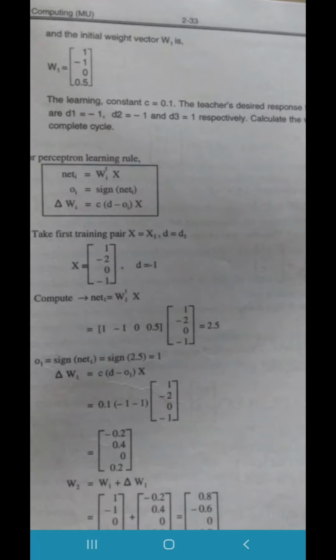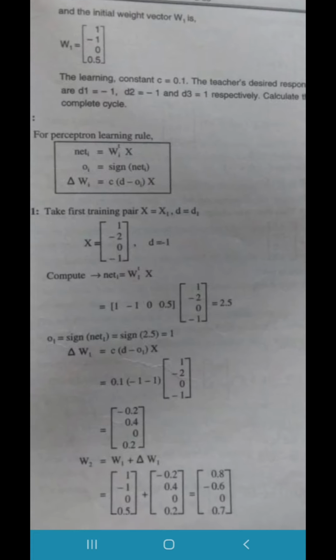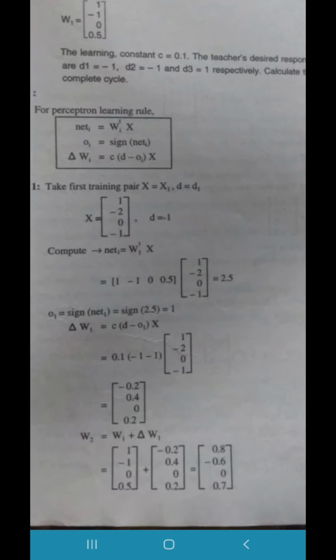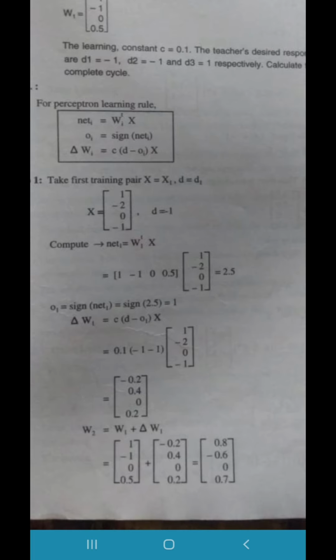Similarly, 0 into -0.2 is 0 only. And then -1 into -0.2 is 0.2. We have found this delta W. And why are we finding this delta W? The reason is that for step 2, we have to find a new W, the W which we will get in this particular step. We are going to use this W in the next step. As we have found delta W1, we have found it.